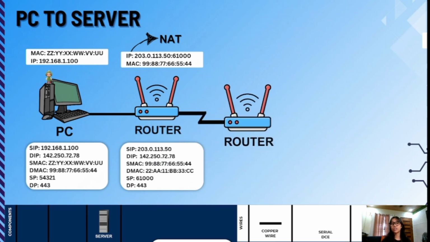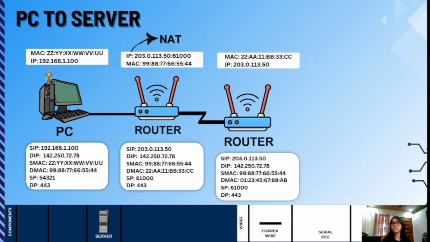Step 3. The second router forwards the packet. The second router receives the packet and checks the destination IP address. It routes the packet to the server using the routing table. The MAC address is updated to reflect the next destination. Source MAC, or SMAC, is 998877665544, which is the second router's MAC address. The destination MAC, or DMAC, is 0123456789AB, which is the server's MAC address. The IP and port values remain unchanged.